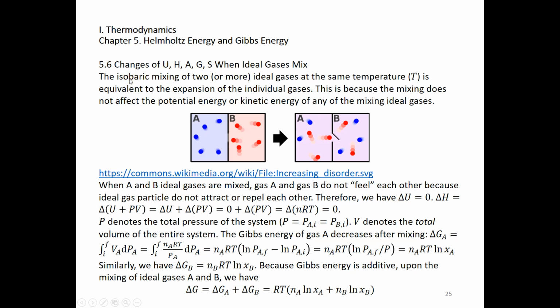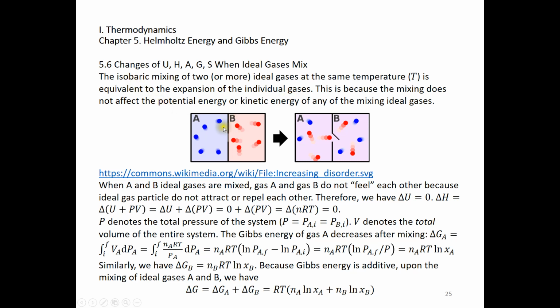The isobaric mixing of two or more ideal gases at the same temperature is equivalent to the expansion of the individual ideal gases. This is just because the mixing does not affect the potential energy or kinetic energy of any of those mixing gases. It only changes the volume of those gases.